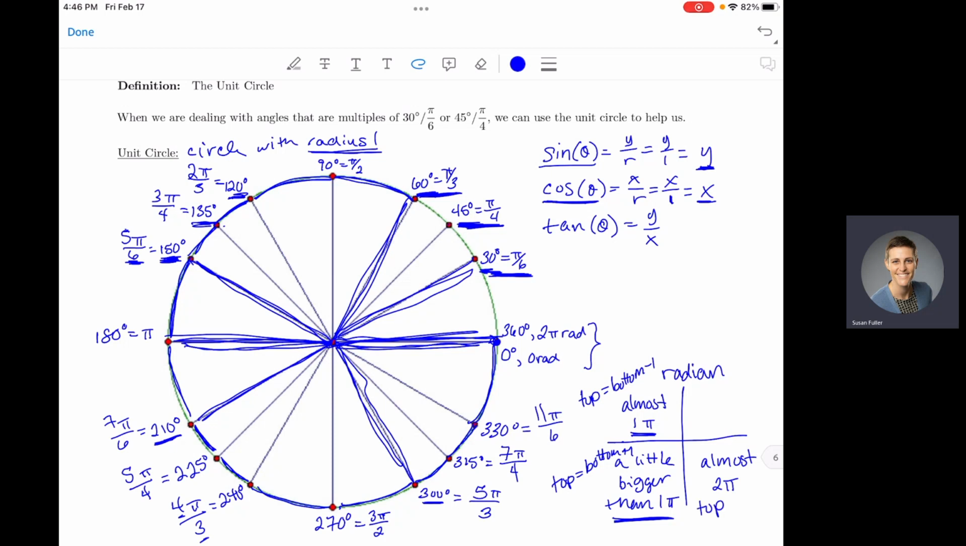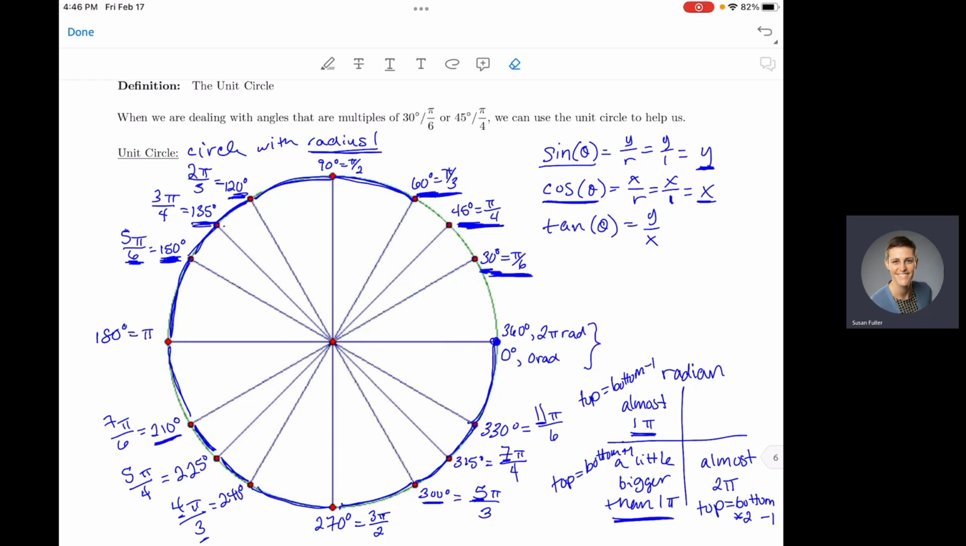So here, the top is going to be the bottom times 2 minus 1. The number on top is going to be 1 less than twice the bottom. 11 is 6 times 2, 12 minus 1. 7 is 4 times 2, 8 minus 1. And 5 is 3 times 2 minus 1. These are almost 2. So that's kind of the links to make with the reference angles and how to fill in your radian measures around your unit circle. Those are the connections that I want you to make.